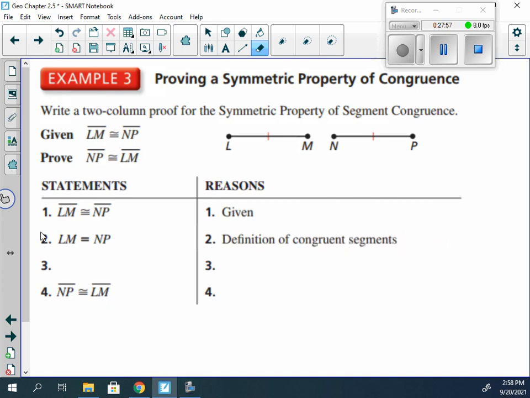Because that's just the definition of congruent segments. Because if two segments are congruent, then they have the same length. They have the same measure. So we could say that LM is equal to NP. Well, what we learned on Friday is that I can switch them and say that NP is equal to LM because of our symmetric property of equality. Because the symmetric property of equality says I can flip it.